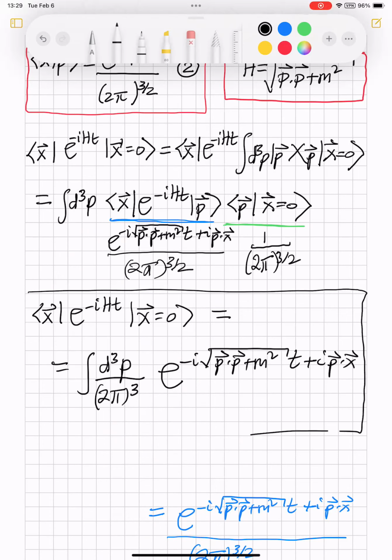We have now calculated the probability amplitude that a particle that is released from x is equal to 0 and allowed to propagate for a time t. We've calculated the probability amplitude that that particle will be detected at position x. Great. So now we need to turn our attention to evaluating the integral over p and interpreting the result.